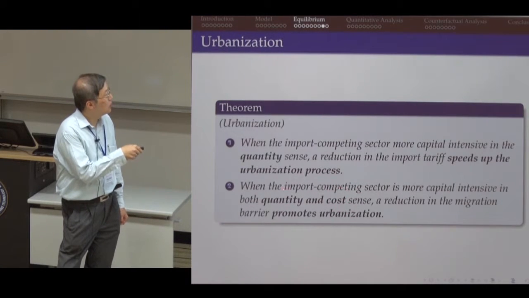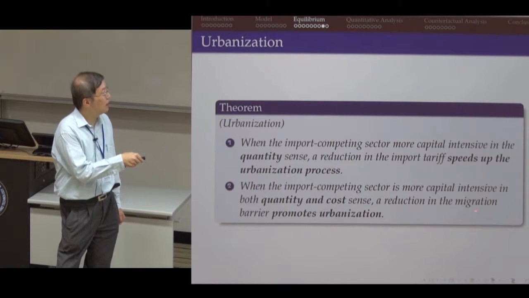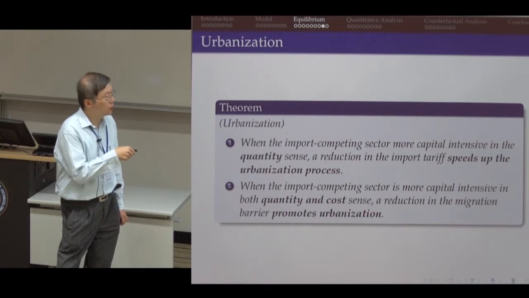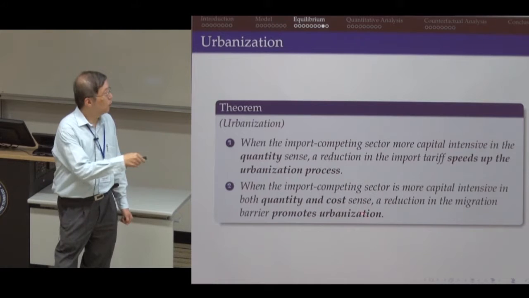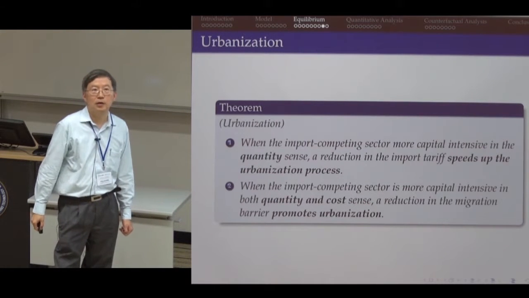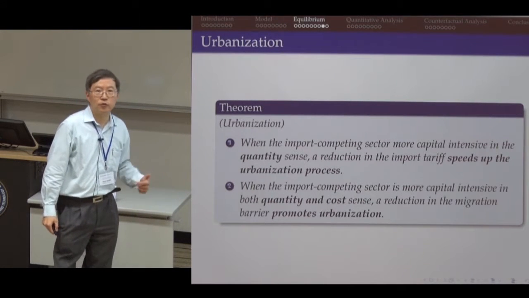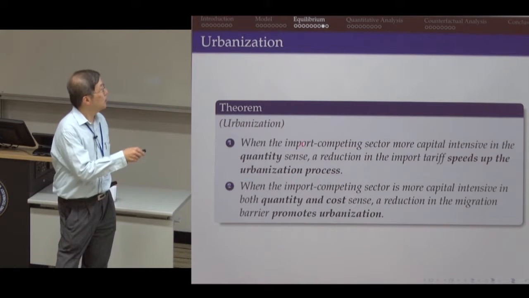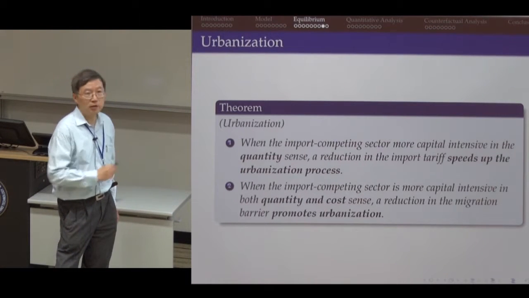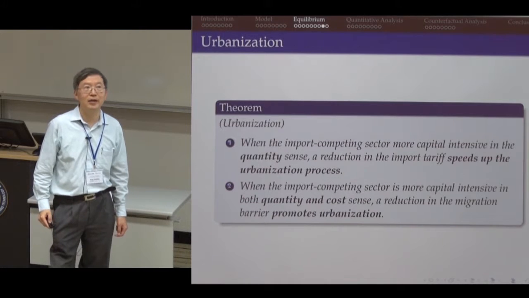But we need one more assumption, not just in the quantity sense but also in the cost sense. If both point to a more capital-intensive import competing sector, then a reduction in migration barriers will promote urbanization. So we need one more assumption there. And of course, based upon the data, it turned out to be the case. But theoretically, those two conditions are crucial to pin down any aggregate result.